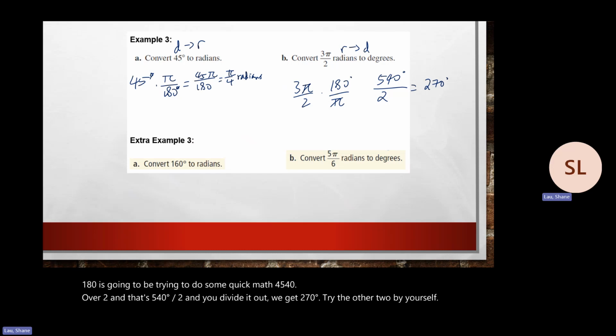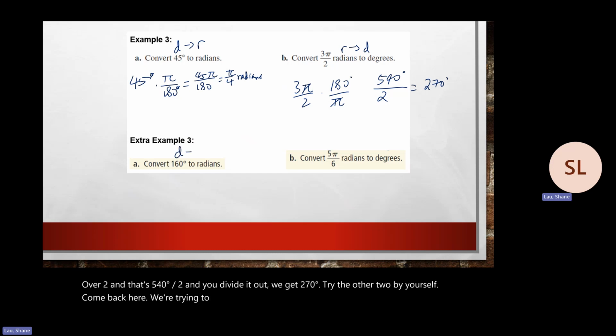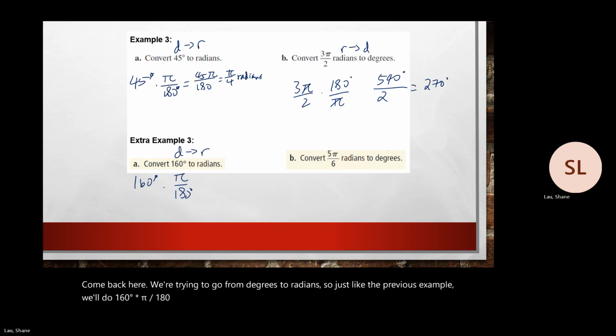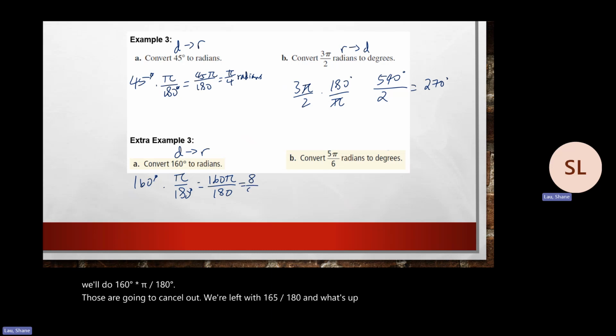All right. Here we're trying to go from degrees to radians, so just like the previous example, we'll do 160 degrees times pi over 180 degrees. Those are going to cancel out. Left with 160 pi over 180. And we'll simplify 8 over 9 pi radians.